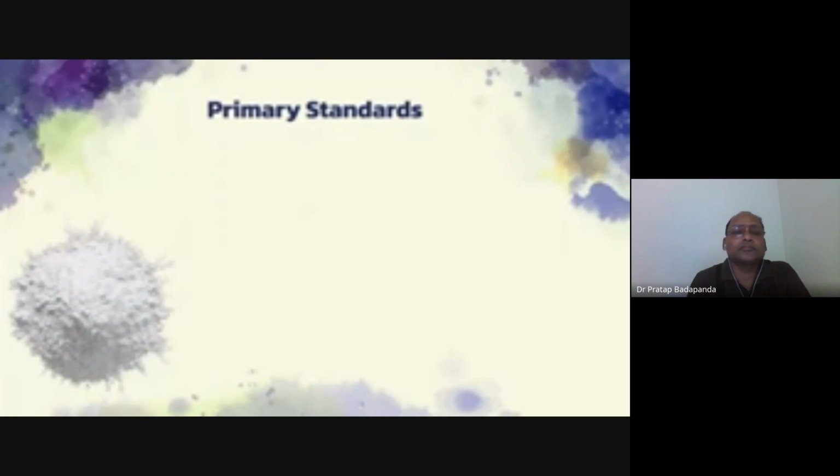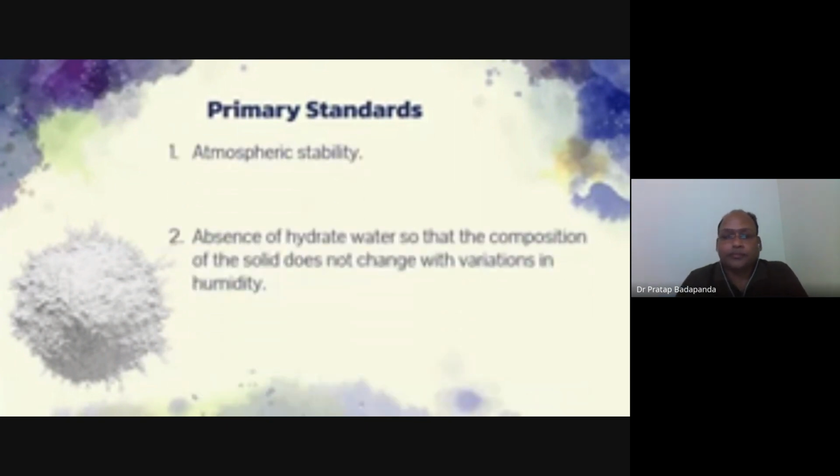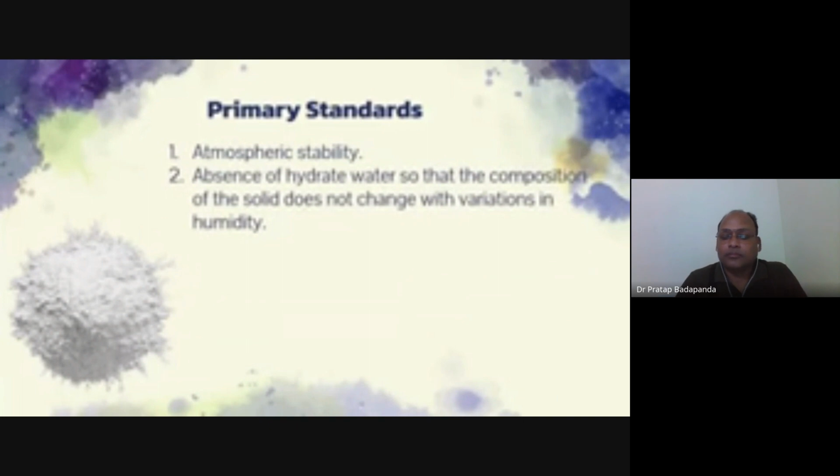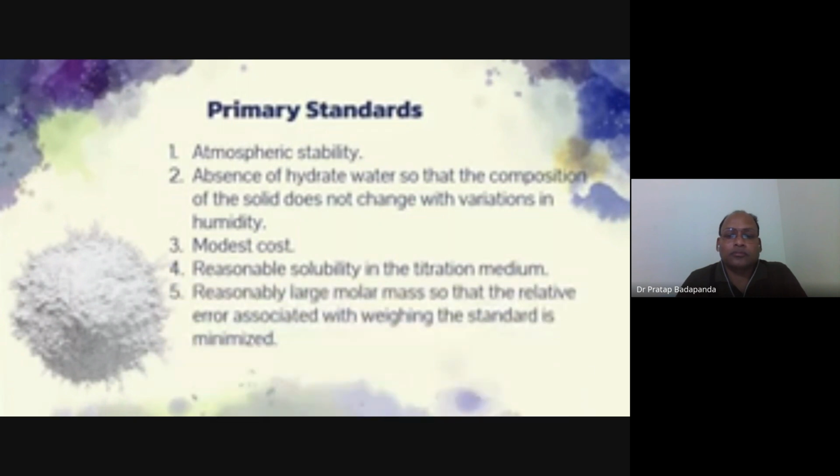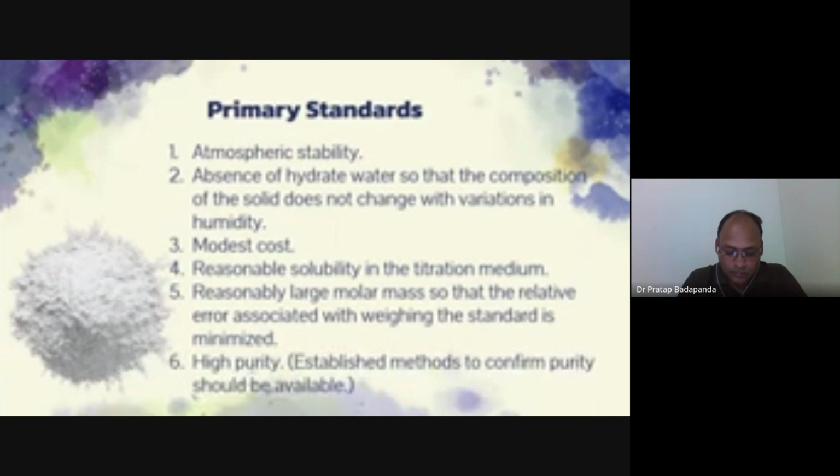Important requirements for a primary standard are the following: 1. Atmospheric stability. 2. Absence of hydrate water so that the composition of the solid does not change with variations in humidity. 3. Modest cost. 4. Reasonable solubility in the titration medium. 5. Reasonably large molar mass so that the relative error associated with weighing the standard is minimized. 6. High purity. Established methods to confirm purity should be available. Very few compounds meet or even approach these criteria, and only a limited number of primary standard substances are available commercially.